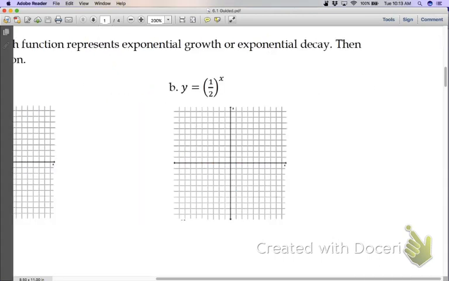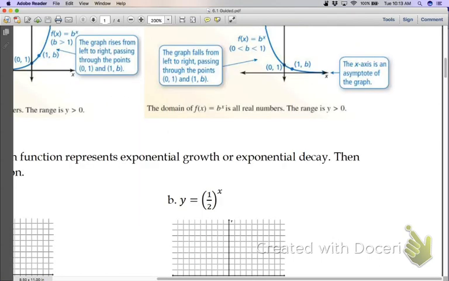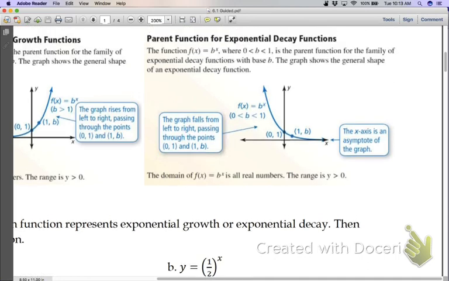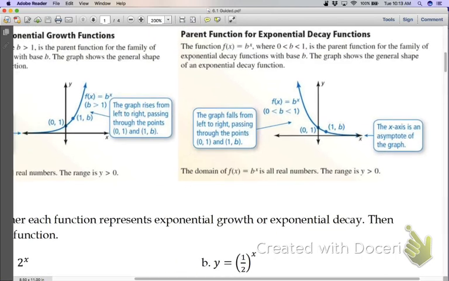Now, if I do the same thing for decay, but decay is a little bit different. What do you notice the difference between the growth function and how it's shaped and the decay function and how it's shaped? They're opposite, right? They're inverses of each other. Okay? Or no, they're not inverses, excuse me. They're flipped over the y-axis.